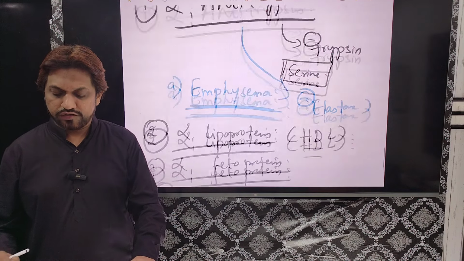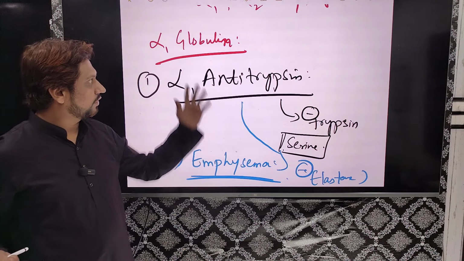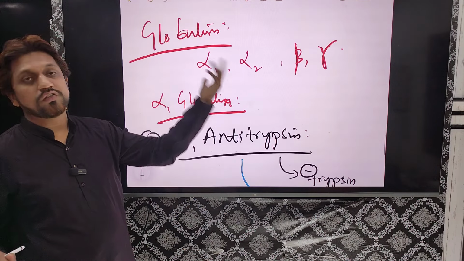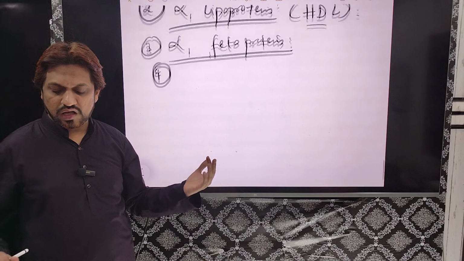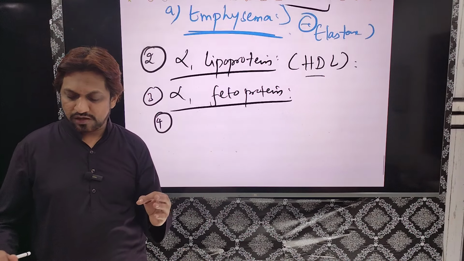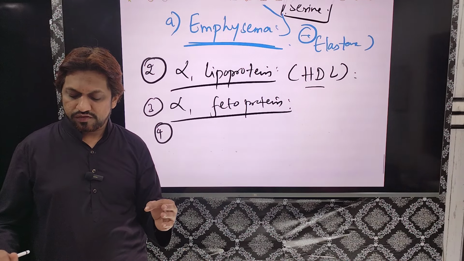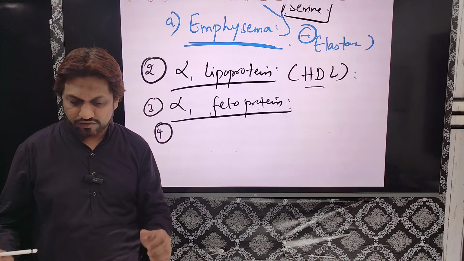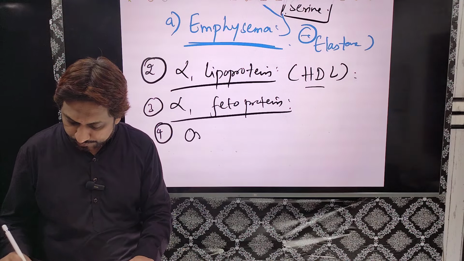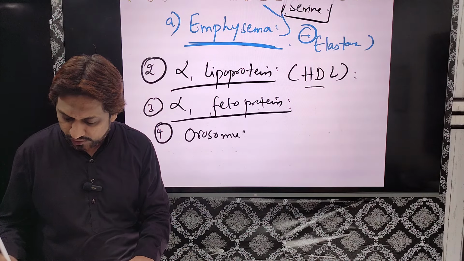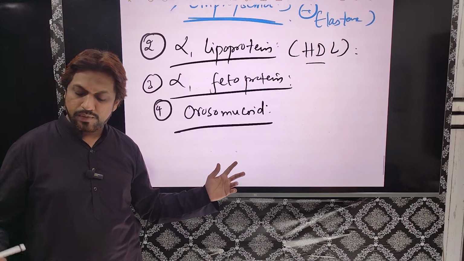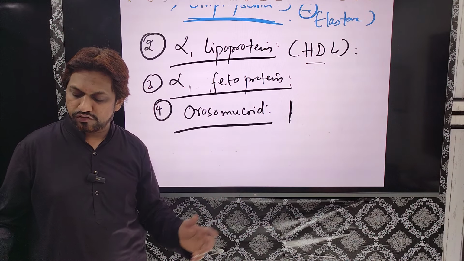alpha 1 globulin. All these chemicals we are discussing are alpha 1 globulins. Alpha 1 globulin is a globulin, and globulin is a plasma protein. So all of these are plasma proteins, and these alpha 1 globulins also serve in transport mechanisms. For example, orosomucoid. This orosomucoid helps in the transport of progesterone hormone.